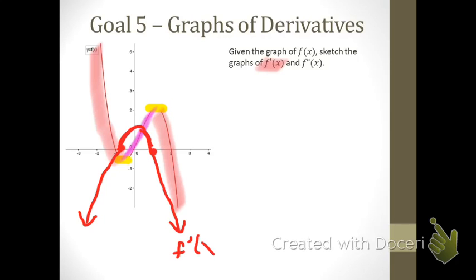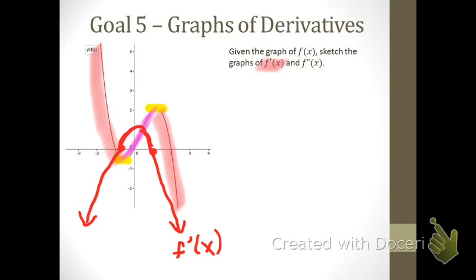There's the graph of f prime of x, just based on where the first derivative was equal to 0 and where it was positive and where it was negative. Now, it doesn't matter if you get the graph as high or low as it actually would be. It's just the shape. Did you get it positive in the right places and negative in the right places?